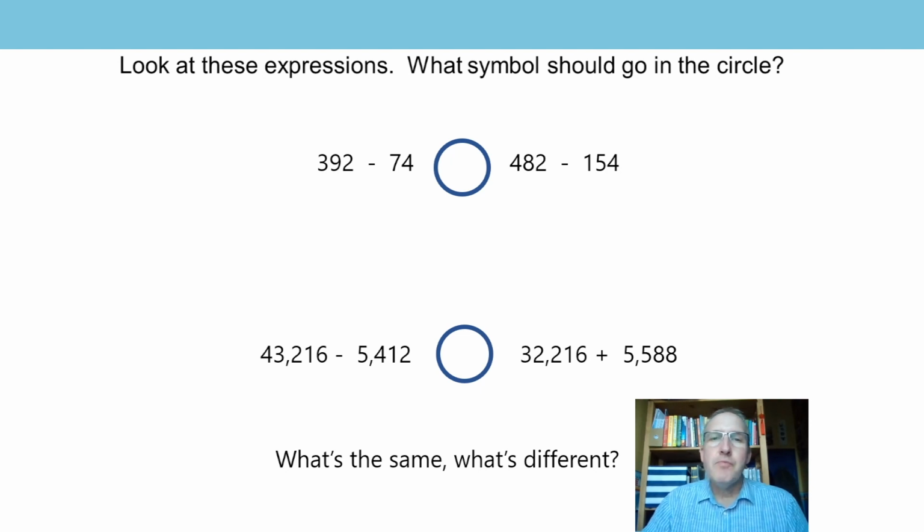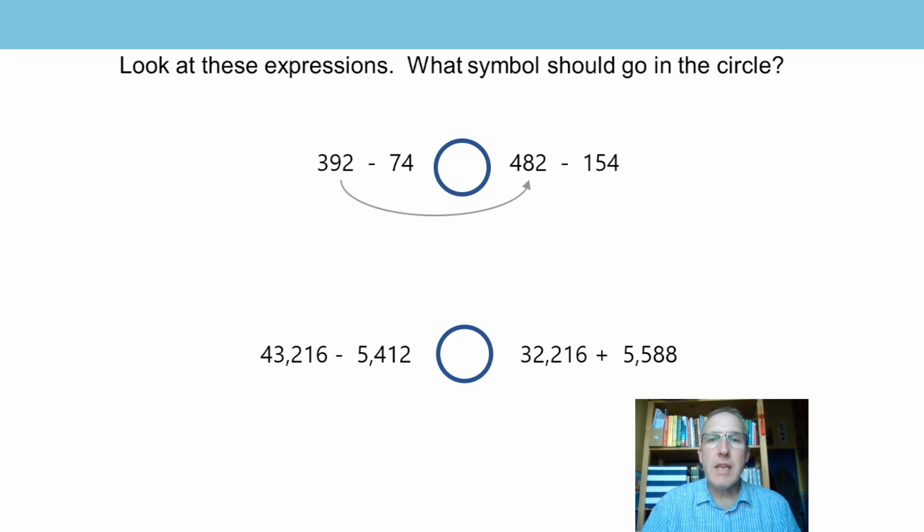Hello again. What have you found? In the top comparison, did you spot that the minuends in each expression both have a 2 in the ones column, and the subtrahends both have a 4 in the ones column? That should make them quite easy to compare without calculating the actual values of the expressions. From 392 to 482 is an increase of 90, and from 74 to 154 is an increase of only 80. So the difference on the right must be the greater one. Is that what you found?